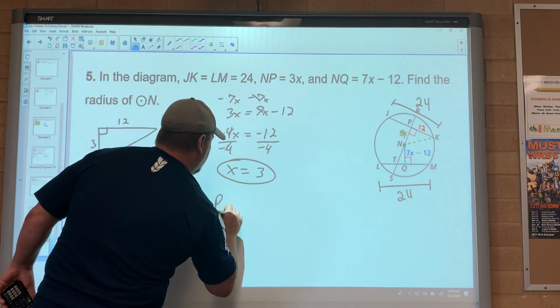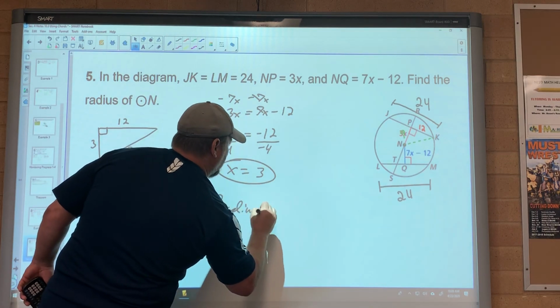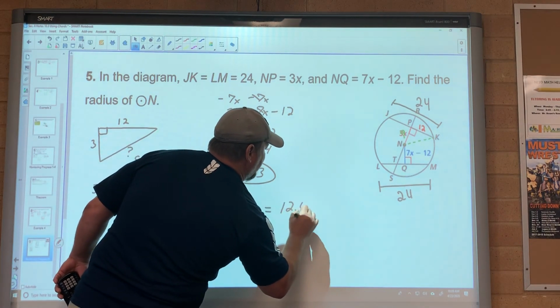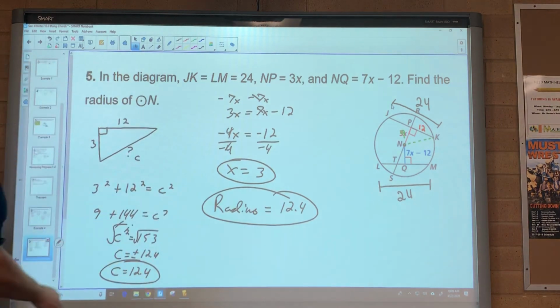So then we'll say radius equals 12.4, give or take. The exact answer you would just put would be radical 153 if you wanted exact. Approximate, it's 12.4. We know that's correct because it's longer than the 12.